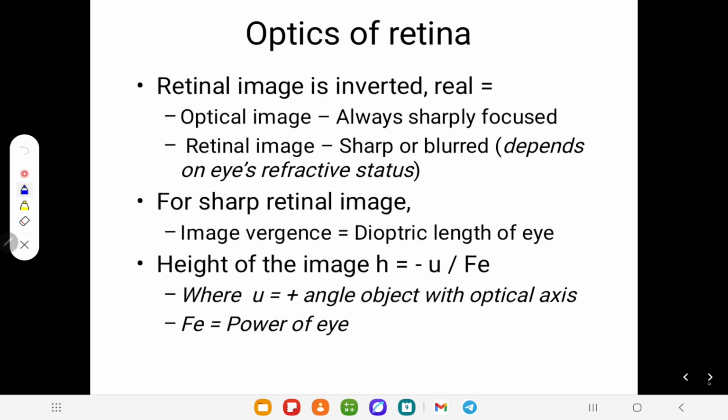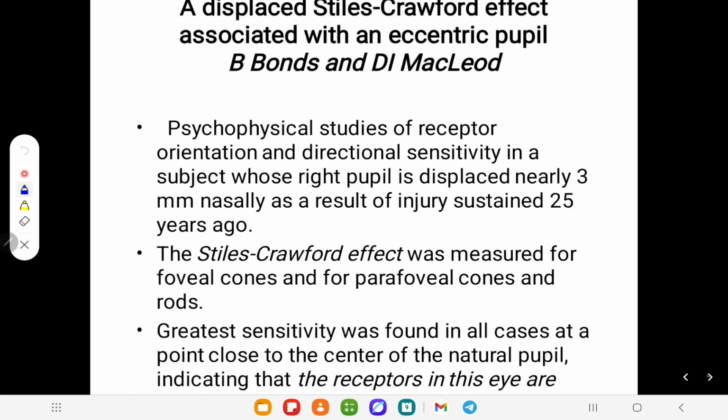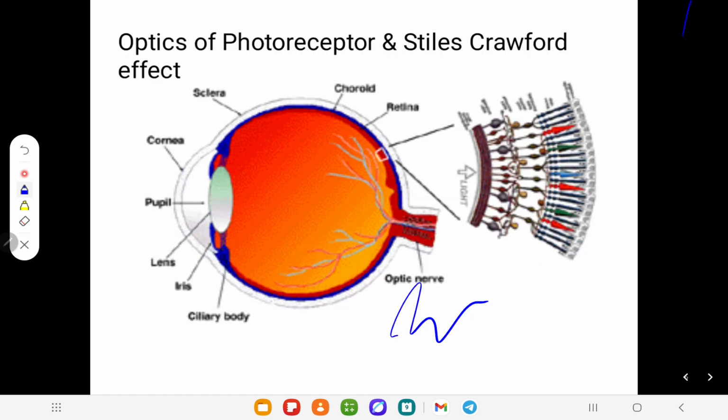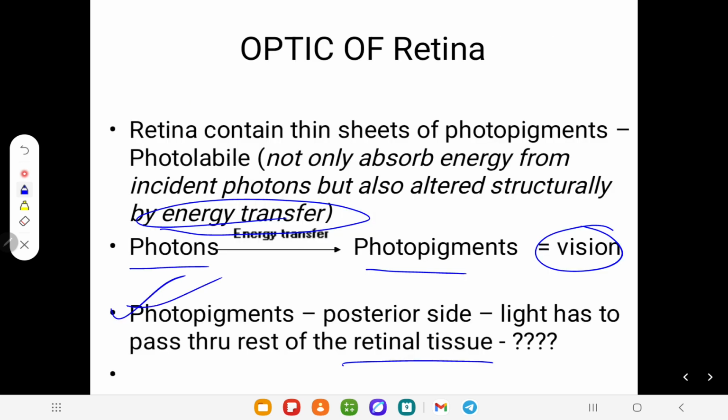What I mean to say is, let me show you. Okay, there are a lot of things we have to cover, but let me say this first. This is a photoreceptor, isn't it? The light has to pass through all the retinal structure and then it will be absorbed by the photoreceptor. That's what I want to tell at this point.